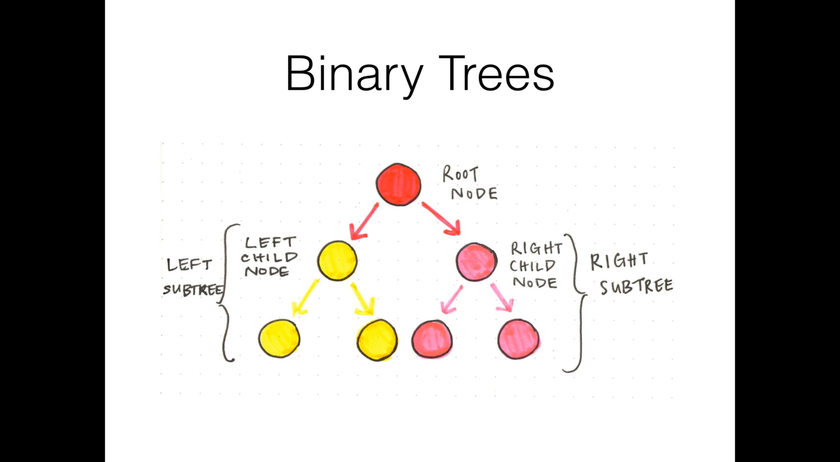Binary trees are a very specific type of tree. With binary trees, a node can have at most two children. It's a recursive data structure, where, I mean, trees are generally recursive data structures too, but with binary trees, each subtree is also a binary tree, right? So I think that's how that works.